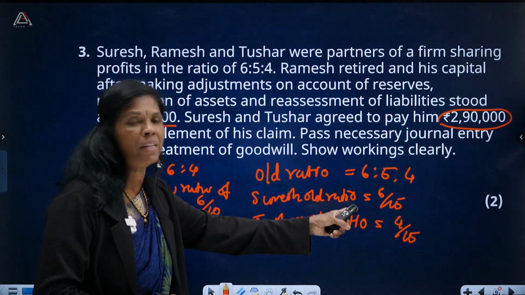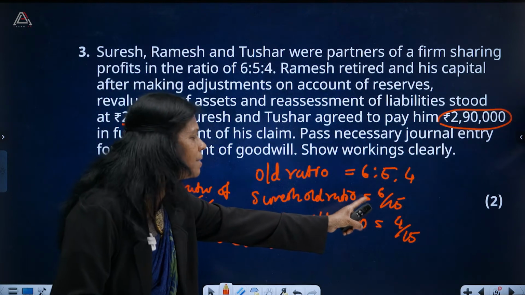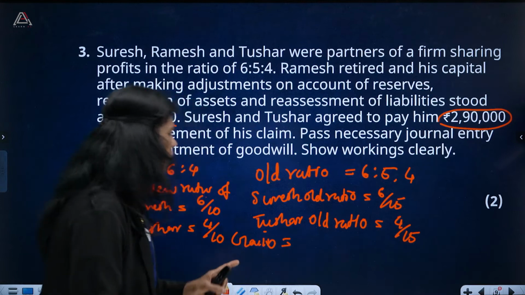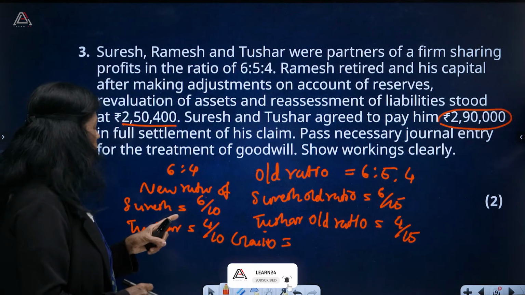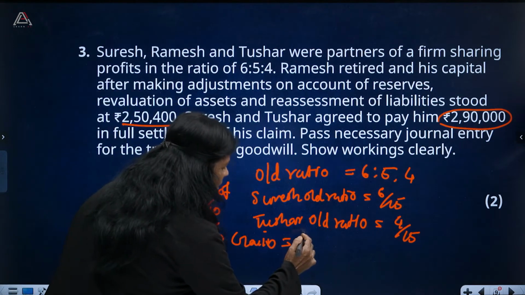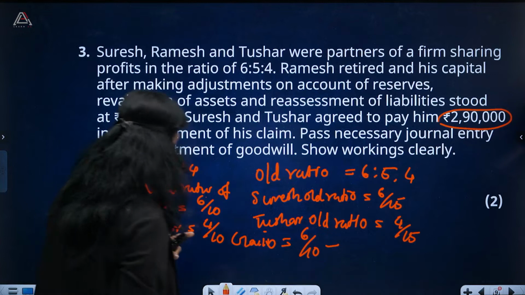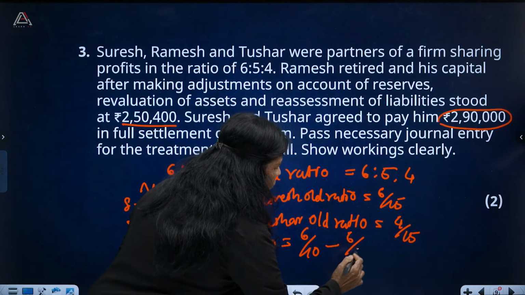Then old ratio means 6:5:4. So Suresh's old ratio means 6/15. Tushar's old ratio means 4/15. Then gaining ratio is equal to new ratio minus old ratio. So for Suresh, new ratio is 6/10 minus old ratio 6/15.